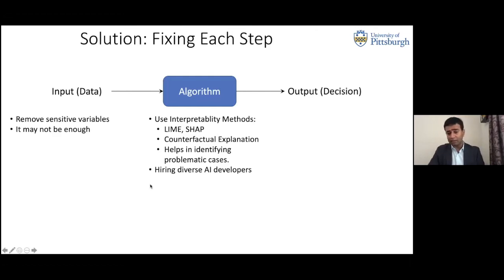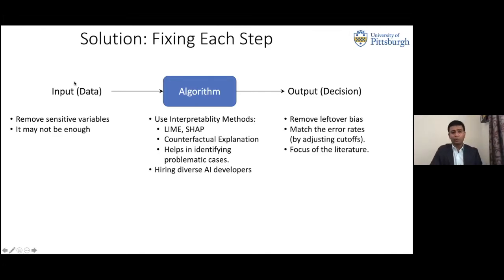And another way to fix this algorithm is to have diverse developers of the algorithm. Therefore, in Silicon Valley, there's a big demand for women in the algorithm teams, and they are trying to make the teams as diverse as possible, so that people from different backgrounds can cover the blind spots that other people might be missing.